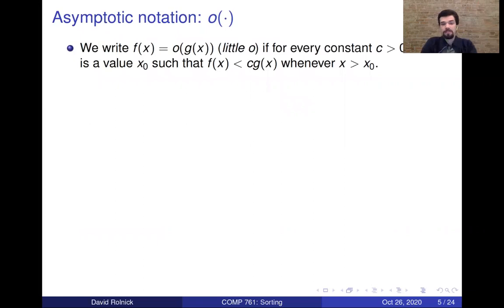Okay, little o now. So little o means that for every constant c greater than 0, there is some value x0 such that f of x is less than c times g of x for x bigger than x0. So if x is large enough, then for any multiple of g of x, f of x is eventually less than that multiple.